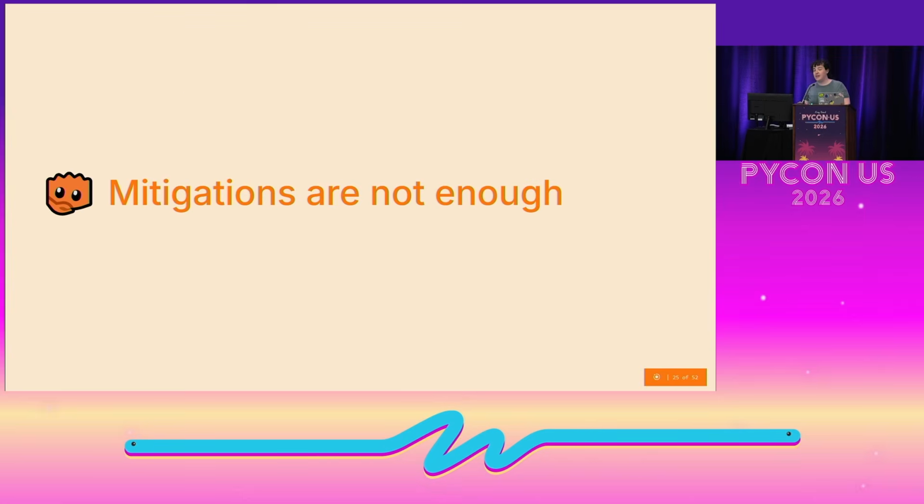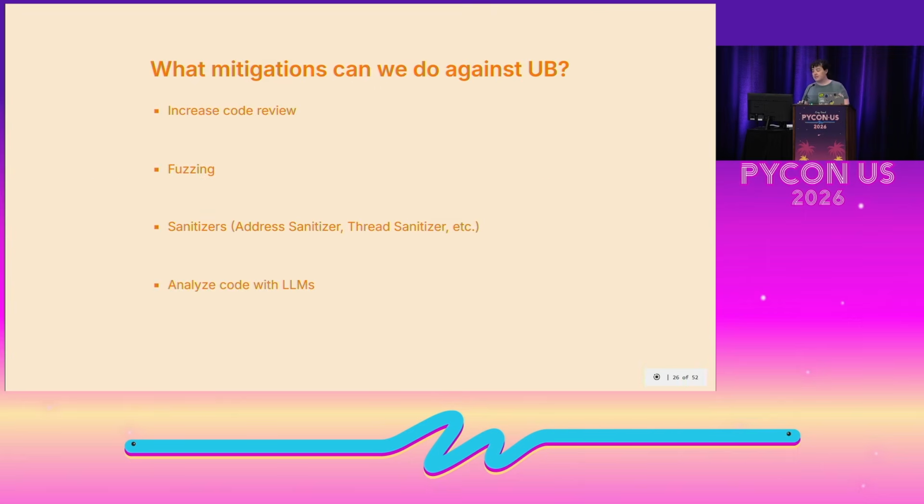I also want to mention that there are a lot of mitigations you can do to try to avoid undefined behavior and crashes and security vulnerabilities. So let's take a look at those. You can increase code review. And we can't really do that in CPython, because we already have a bottleneck in reviewer time in the project. Python core devs are volunteers, and we only have so much time we can allocate to review.